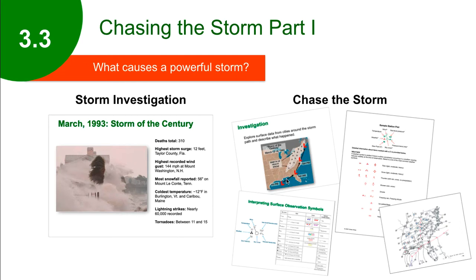In the Chase the Storm activity, students then analyze weather data at different locations as that storm of the century moved across the eastern U.S. Now this is real-world data, and students are going to need to learn how to read weather maps with the same surface observation symbols that professional meteorologists use.